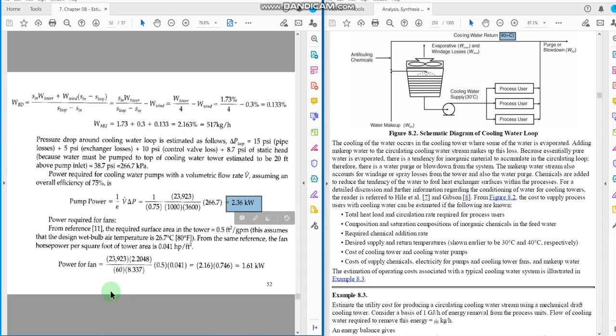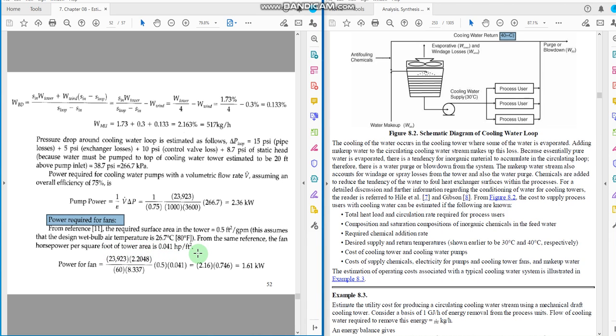Now the second part here, we also have to estimate the power required by the fan. What are the different things that we have to consider here? From the reference, the required surface area in the tower is 0.5 feet square per unit gallons per minute. The designed wet bulb air temperature is 26.7. From the same reference, the fan horsepower per square foot of the tower area is 0.041 horsepower per foot square.